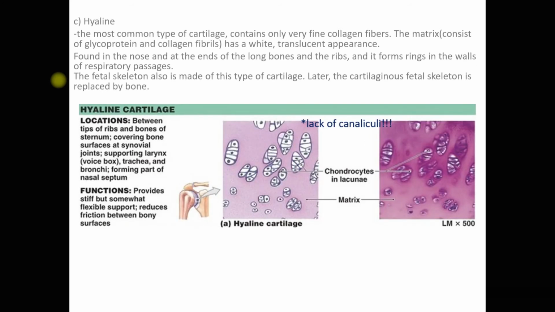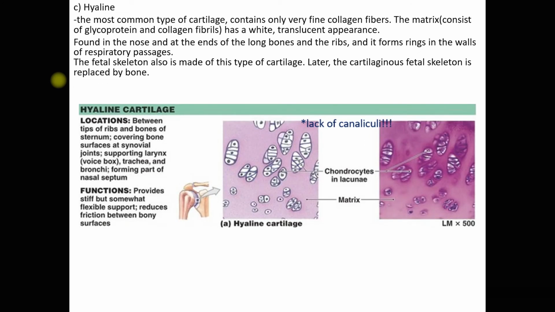Alright, hyaline cartilage. Hyaline cartilage, the most common type of cartilage, contains only very fine collagen fibers. You can hardly see the collagen fibers in this matrix. The matrix consists of glycoprotein and collagen fibrils, and has a white translucent appearance. Translucent means somewhat see-through.